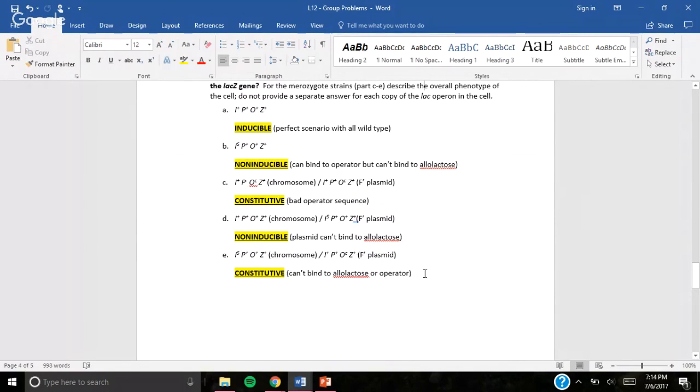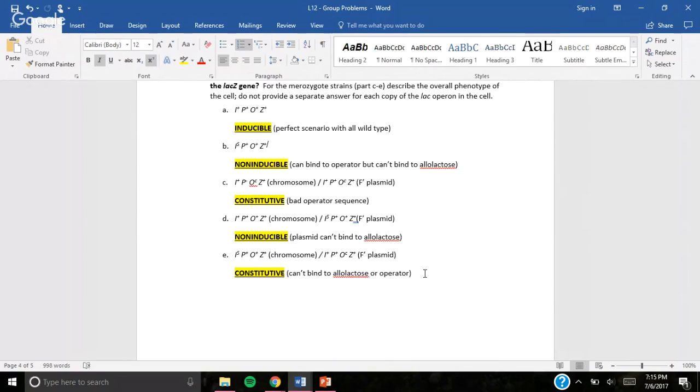the I-S makes it so it can bind to the operator, but it can't bind to allolactose. For C, we put constitutive. They both, the chromosome and the plasmid, have the bad operator sequence. For D, non-inducible, again, the I-S on the plasmid makes it so the plasmid can't bind allolactose. And for E, you have a couple things. We put constitutive because it can't bind to the allolactose or an operator in the plasmid.